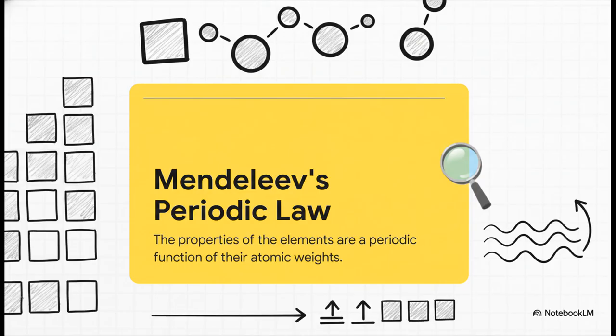Mendeleev's periodic law basically says that if you arrange all the elements in the order of their increasing atomic weight, their properties start repeating themselves after certain intervals. So he put them in a table, arranging them so that elements with similar personalities, like all the super reactive metals, would fall into the same vertical column or group.